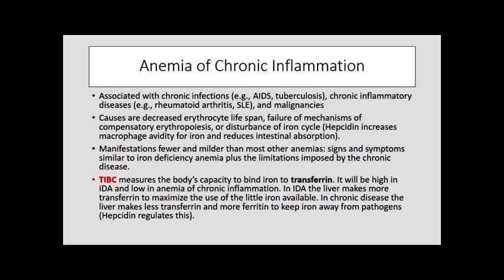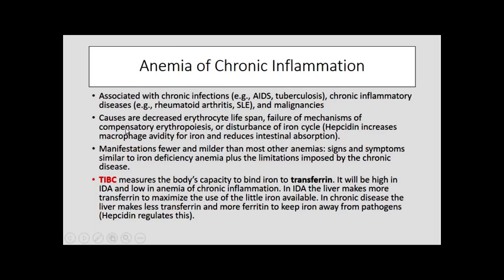Okay, there is a disturbance of the iron cycle. When we have an infection, when we have a chronic disease, when we have something that the body is very worried about, the liver is going to start producing a protein that is called hepcidin. Hepcidin is a protein that is released in response to infections, okay, in response to fever, in response to interleukin-1, in response to tumor necrosis factor. This hepcidin is going to increase the macrophage avidity for iron. Macrophages are going to take all the iron they can, bound to ferritin, and will reduce the intestinal absorption of iron.